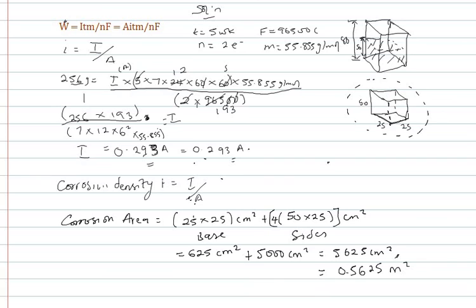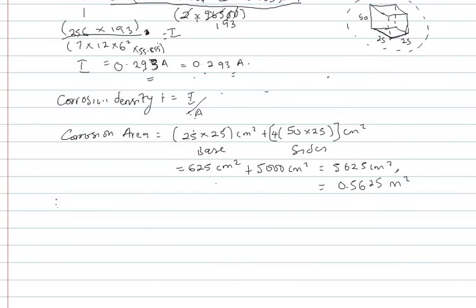And for you to just calculate your corrosion density, you simply divide what you got as your corrosion current by your corrosion area. So if you use your value in centimeters squared, it will be in amperes per centimeter squared, and if you use your value in meters squared, it will be amperes per meter squared. So here we go. Your corrosion current density is going to be equal to 0.293 amperes divided by, let's say, 0.5625 meters squared. That will be 0.521 ampere per meter squared.